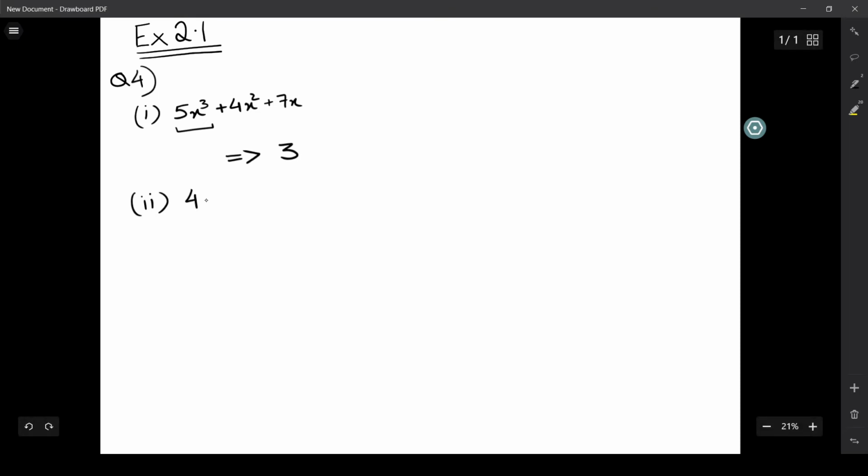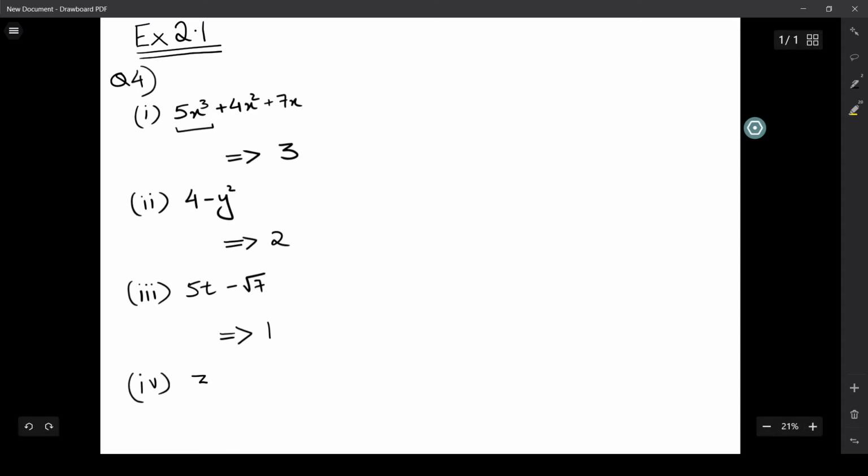Moving on to the second part. The second part is 4 minus y square. Here the variable is y, and the highest power of y is in the second term out here, and the power being 2, which makes the degree of this polynomial 2. The third part of this question is 5t minus under root 7. Here the variable in this polynomial is t, and the highest power that t has is 1, which is in the first term itself. So the degree of this polynomial is 1.